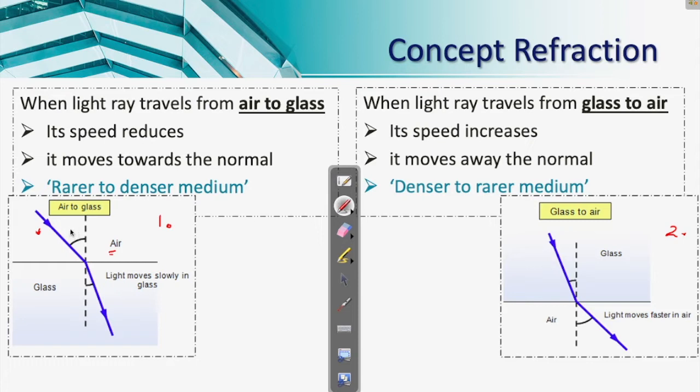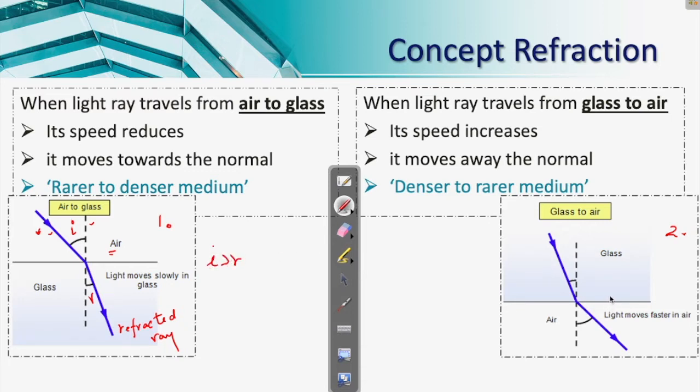Let us write the angle of incidence, I. The angle between the incident ray and the normal is called your angle of incidence. This is your refracted ray. Refracted ray is the ray which has bent, right? This is your angle of refraction, R. If you compare both the angles, here if you see, I is greater than R.